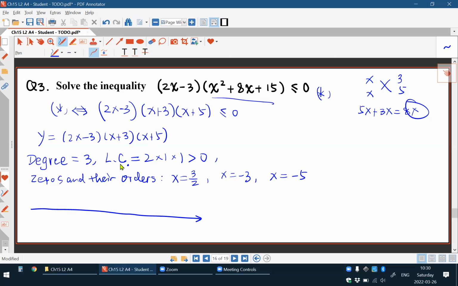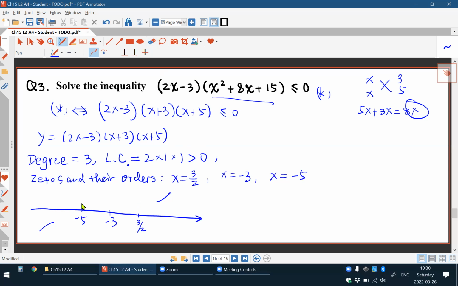First of all, degree 3, leading coefficient greater than 0. Okay, according to this table, degree is odd, leading coefficient is positive, then it will have a shape like this, right? Okay, shape like this means this one. Then there are 3 zeros. First one, -5. Next one, -3. The next one, 3/2.